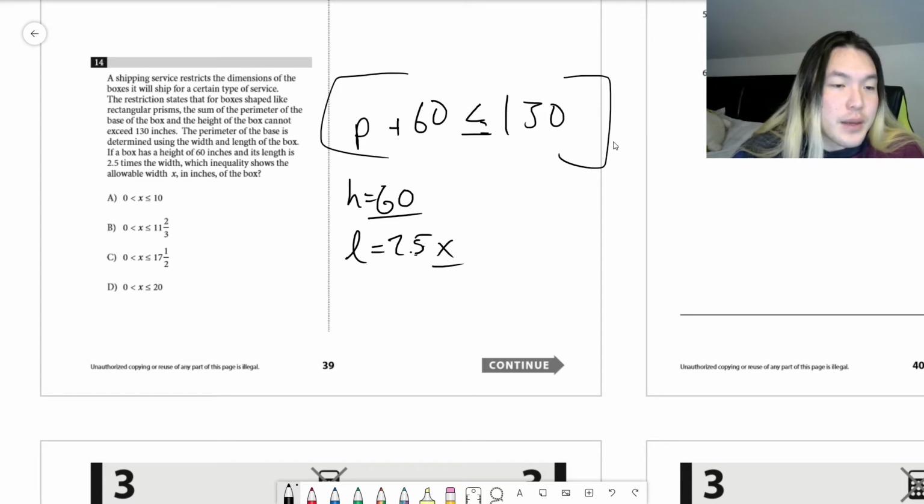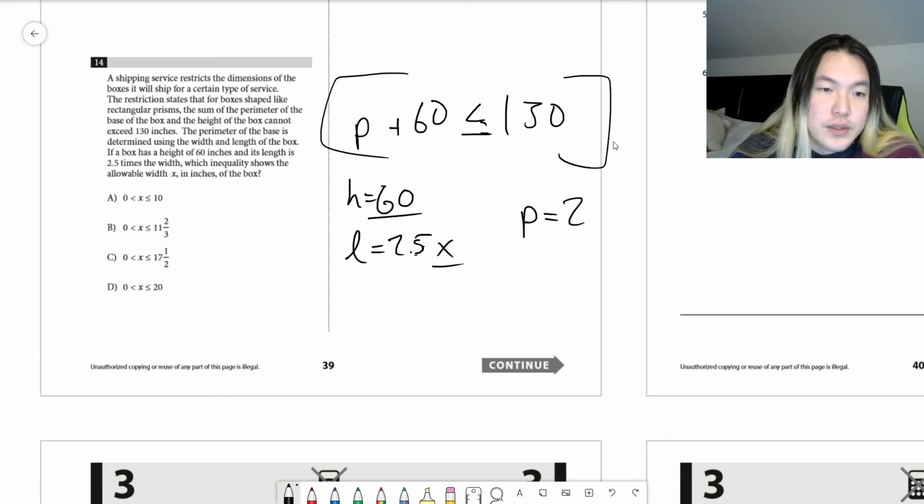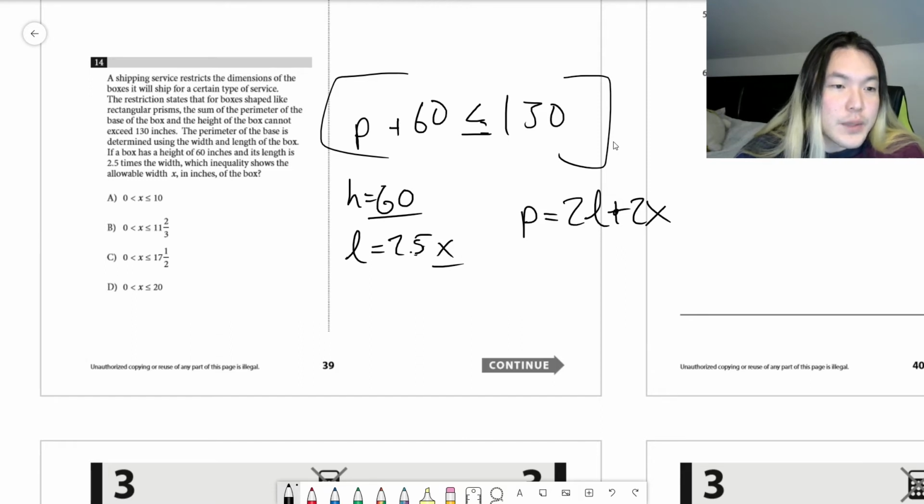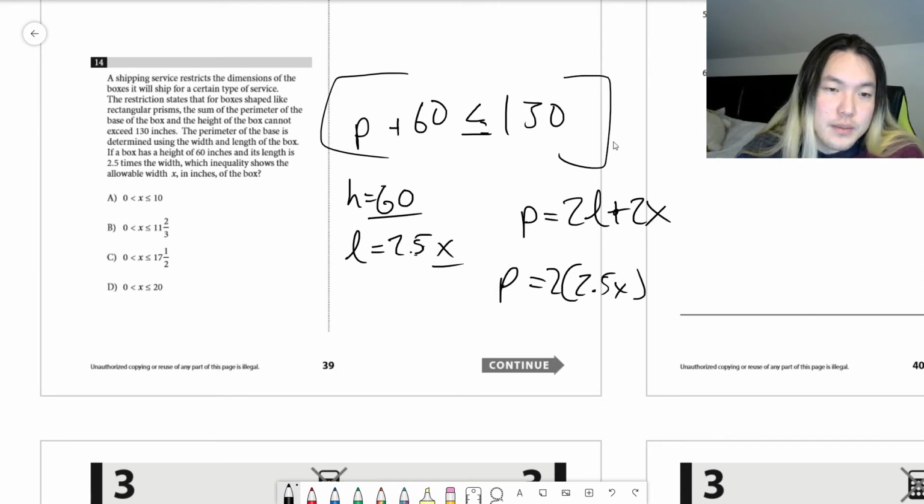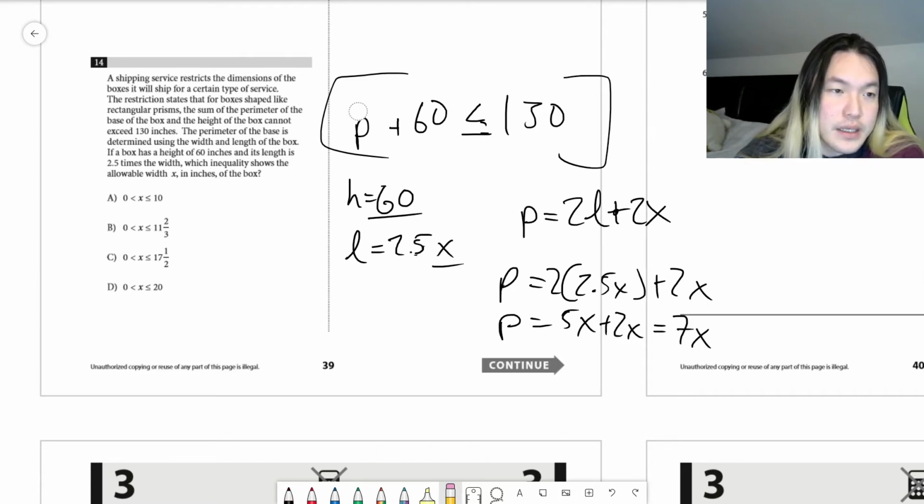Now we need to think about the perimeter. The perimeter of a rectangle is 2L plus 2 width, but here we're going to call that x. And we know that L is 2.5 times the width, so it equals 2 times 2.5x plus 2x. This simplifies to 5x plus 2x, or 7x. So we can replace the p here with 7x.